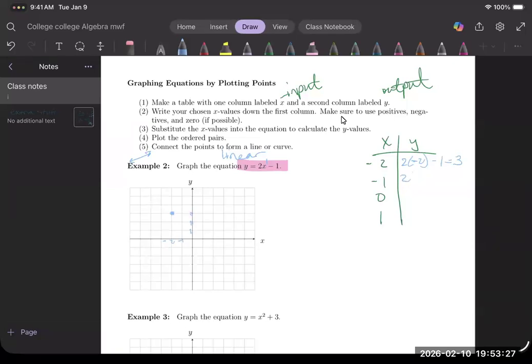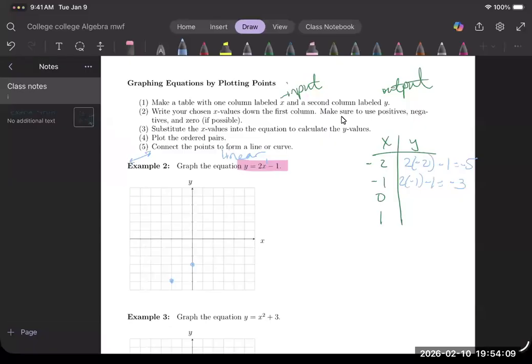And then we pop in -1. So 2 times -1 minus 1. That's -2 minus 1, which is -3. So 1 to the left of the origin and then 3 down. Let me correct my plotting, as you're probably yelling at the screen.